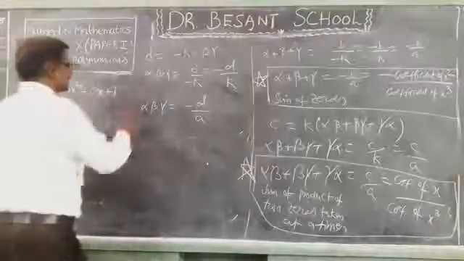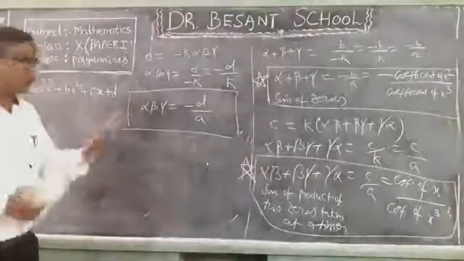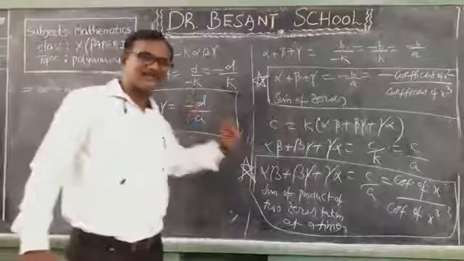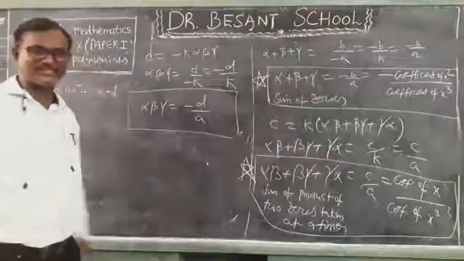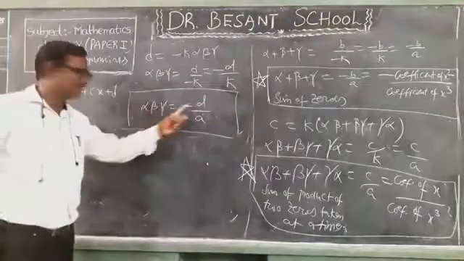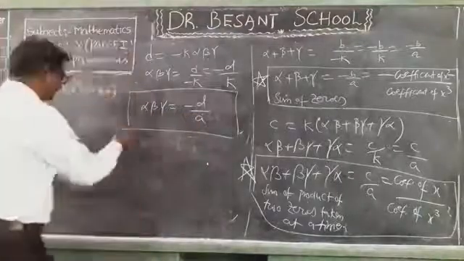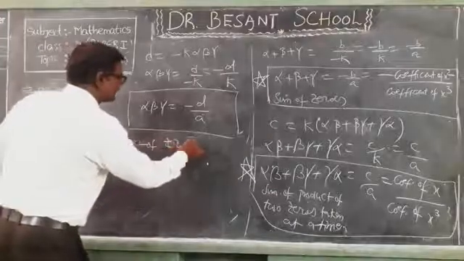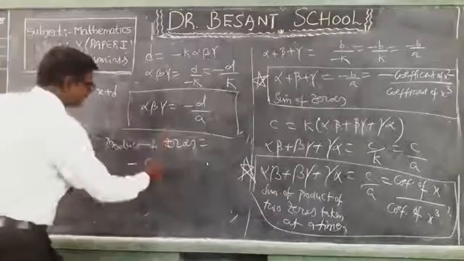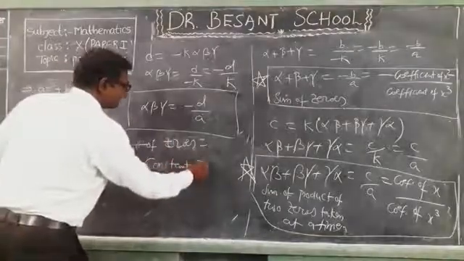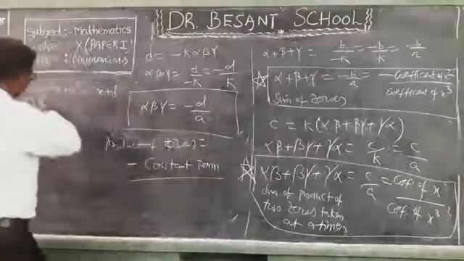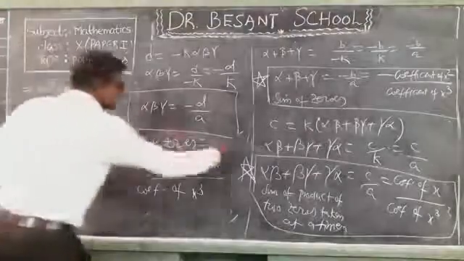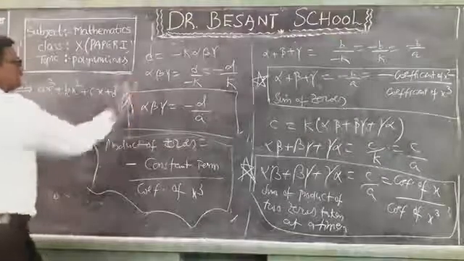So this is another formula. That is the product of three zeros. Alpha into beta into gamma is equal to minus D by A. That we write as product of zeros is equal to minus D, meaning the constant term, by A, meaning the quotient of x cube. So this is the third formula.